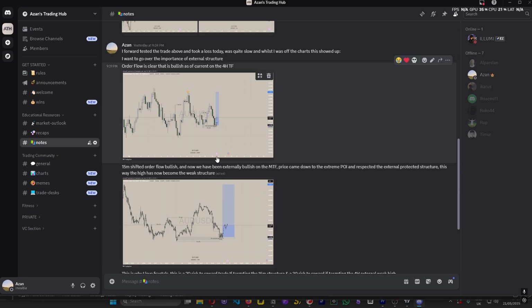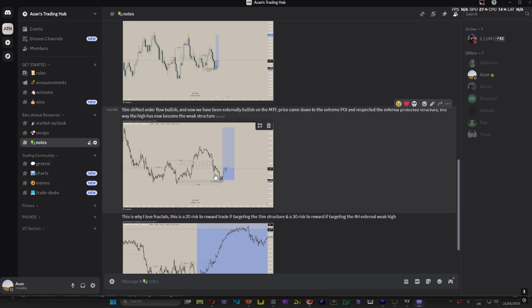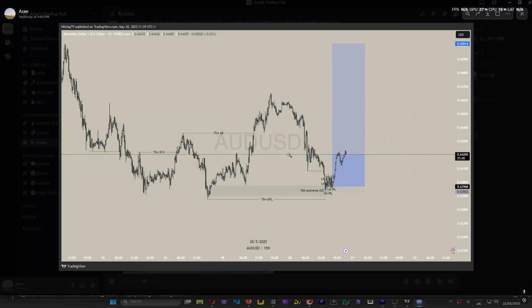Now, this is just a fractal. I've made a video on this very recently, so if you want to get a deeper understanding of how this model works, you can go and have a look at that video. But basically, on Discord, I posted my bias for today too. So it was very simple. I was expecting this high to get taken.